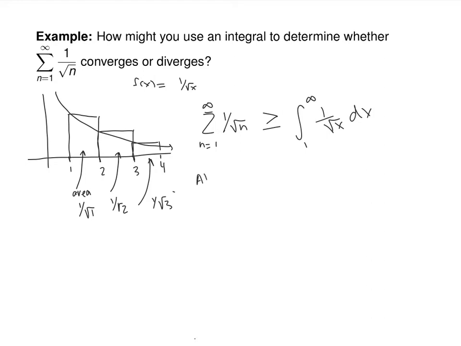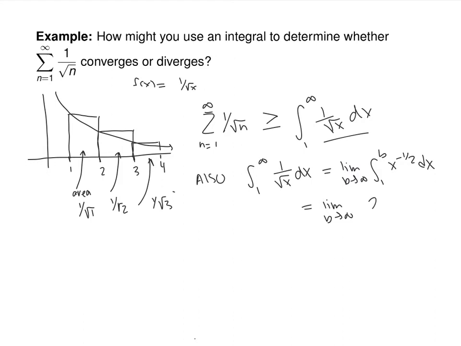And the thing you can also notice is, well, if this integral is infinite, then that series must be infinite too. So the integral from 1 to infinity of 1 over root x dx is the same thing as the limit as b goes to infinity of the integral from 1 to b of x to the negative 1/2 dx, which is the limit as b goes to infinity of 2 root x evaluated from 1 to b, or the limit as b goes to infinity of 2 root b minus 2, which will be infinite.